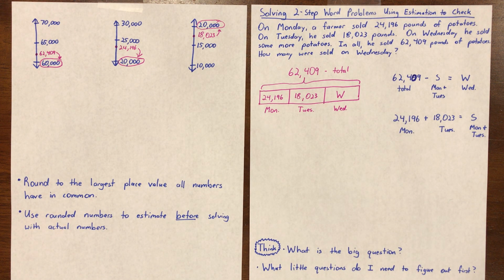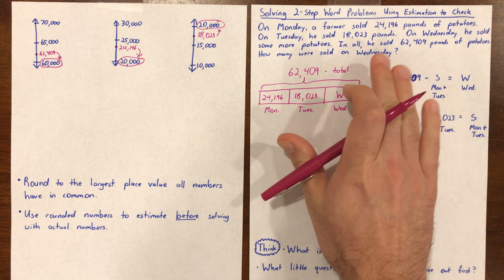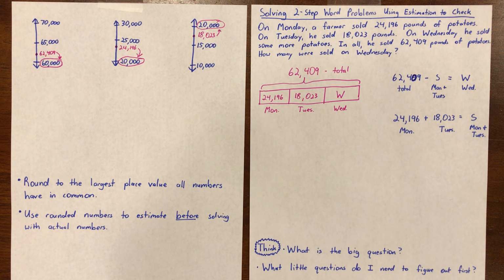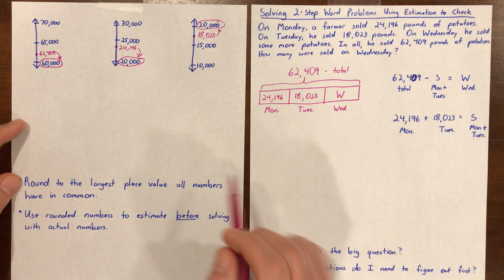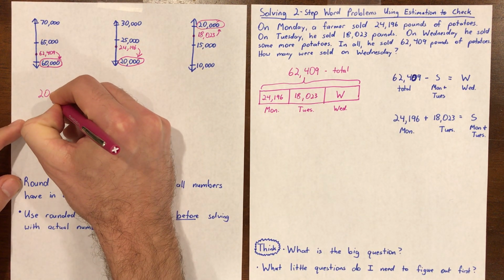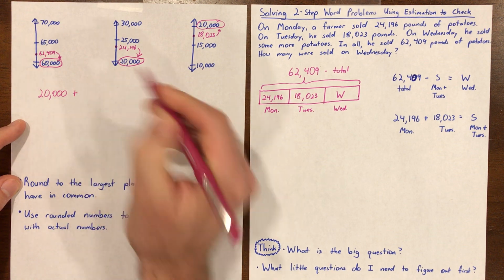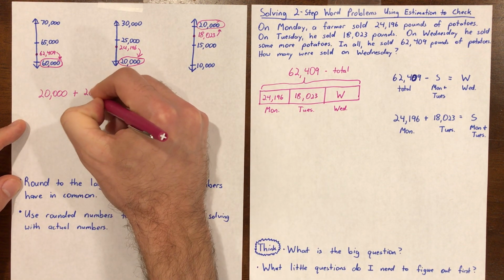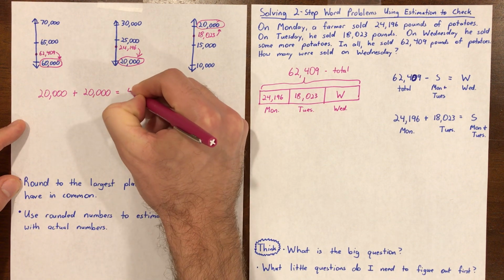So now that I've got these rounded numbers, how would I use them to estimate the answer to the story problem? Say it out loud. Right, so first I would use them to estimate the answer to my little question, or how many potatoes were sold on Monday and Tuesday. So our estimates here were 20,000, that's the Monday potatoes, plus 20,000 for the Tuesday potatoes. That gives me 40,000.